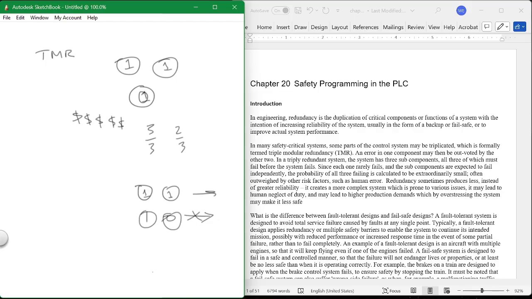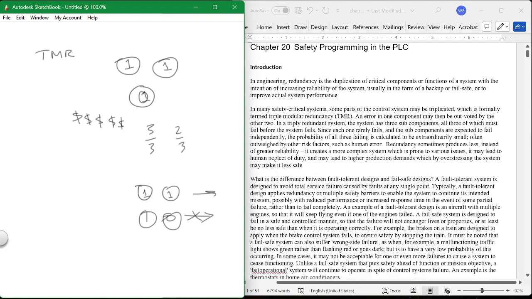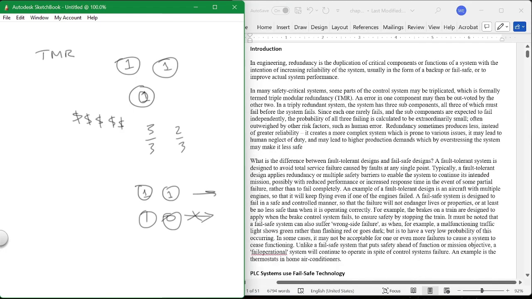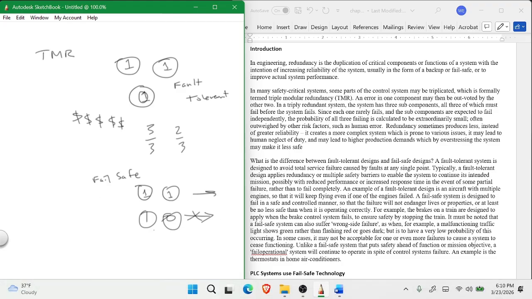Does that make sense? You shut down if they don't agree. So this is kind of a philosophy of, this is called fail safe. This is called fault tolerant. This is called fail safe. The difference is a lot of dollars. But these still are more money than a typical PLC.